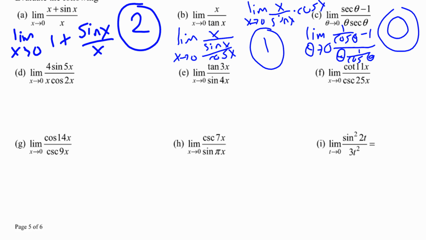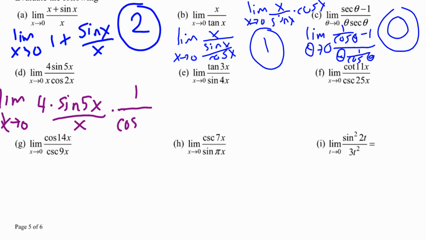All right, so how about this next one? We're going to break it up, make it look how we want it to look. So I have 4 sine of 5x over x times 1 over cosine of 2x. Well, I have the 4 there, that's fine. 1 over 2x, that part's fine. If only there was a 5 there, so I'm going to put 1 there. If I divide by 5, I also have to multiply by 5. So now in this case, we'll have 4 times 5, 20, times 1, times 1. We get 20.